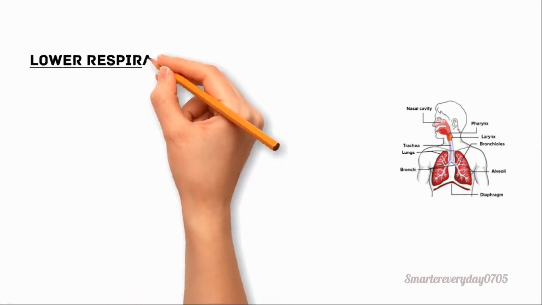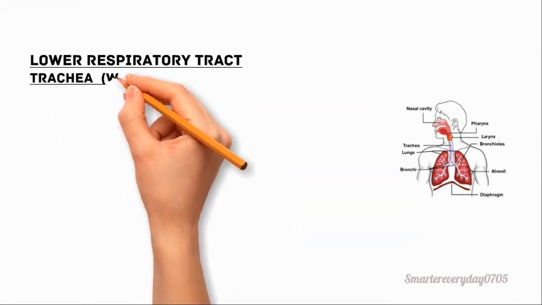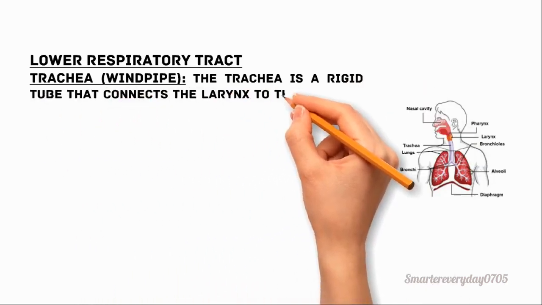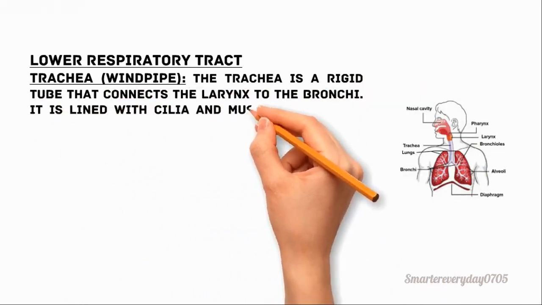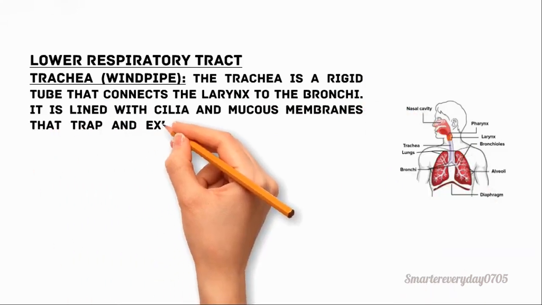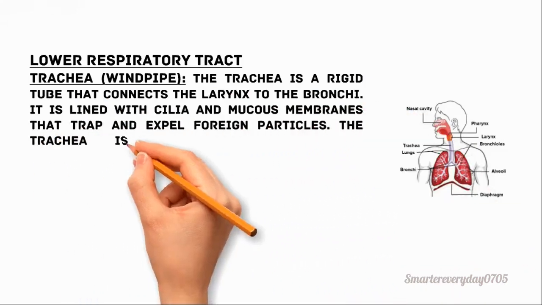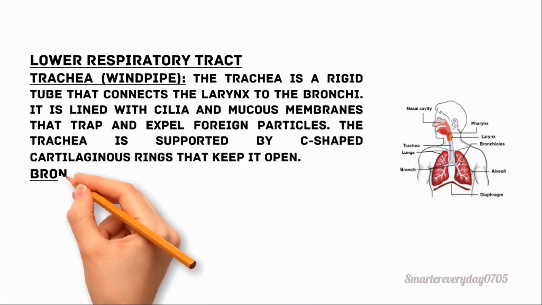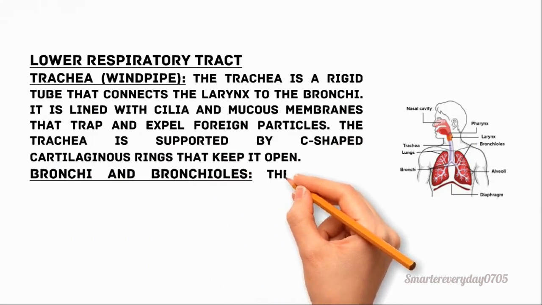Lower respiratory tract. Trachea. The trachea is a rigid tube that connects the larynx to the bronchi. It is lined with cilia and mucous membranes that trap and expel foreign particles. The trachea is supported by C-shaped cartilaginous rings that keep it open.